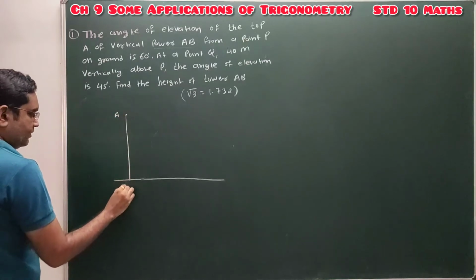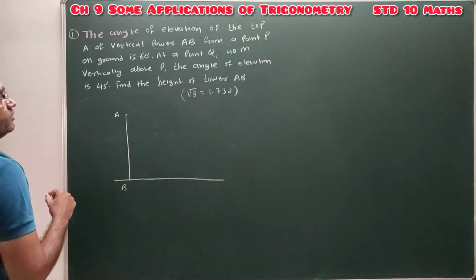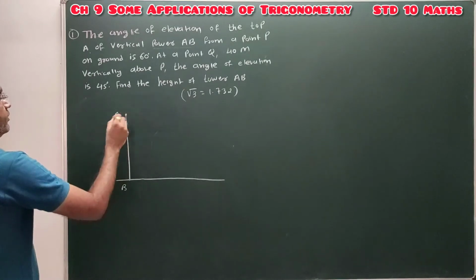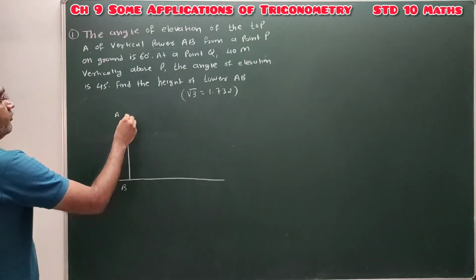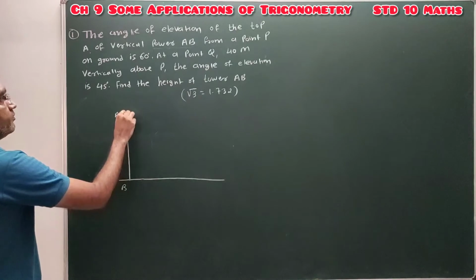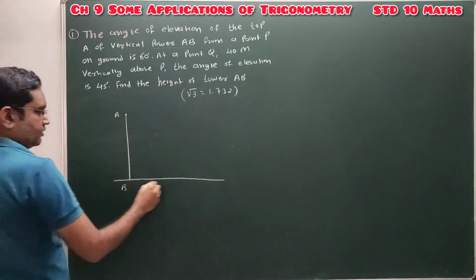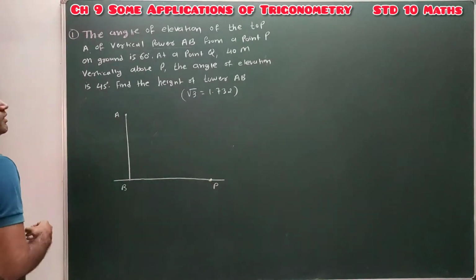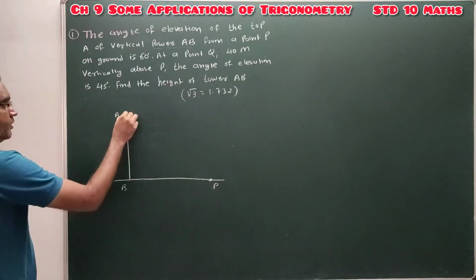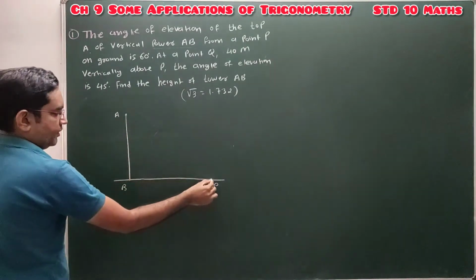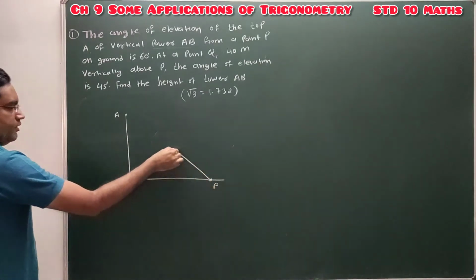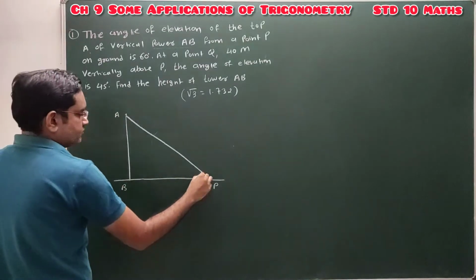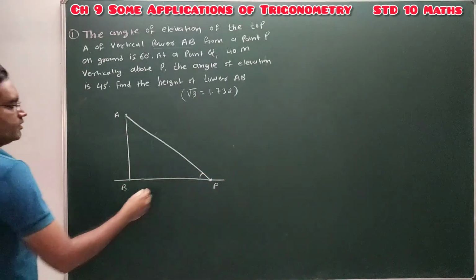Vertical tower AB. So here the point under observation is the top of the tower, so this is point A. The angle of elevation of this point A from the point P on the ground, this is the ground and this is one point P on the ground. The angle of elevation of the top of the tower A from the point P on the ground is 45 degree. This is given.